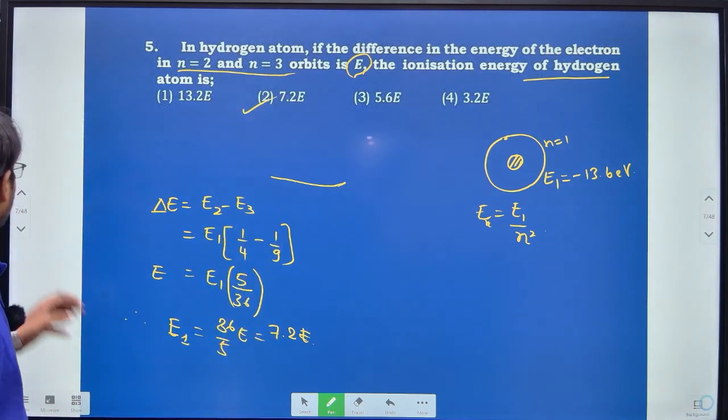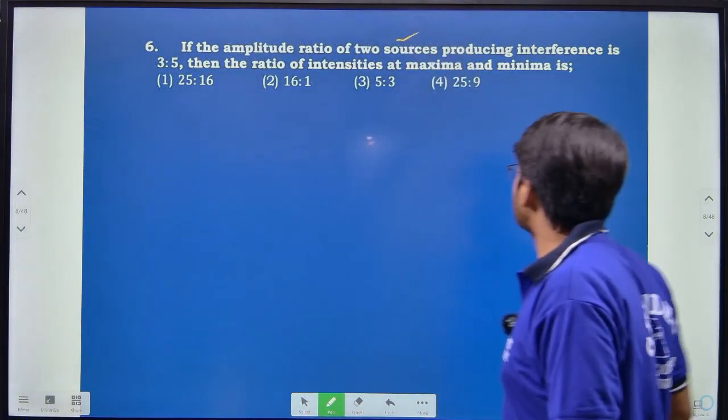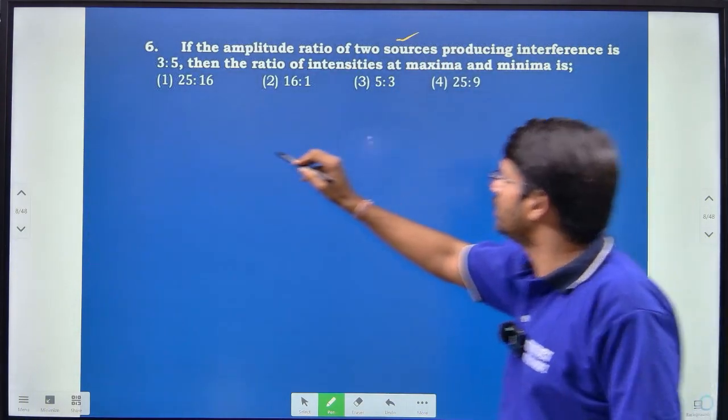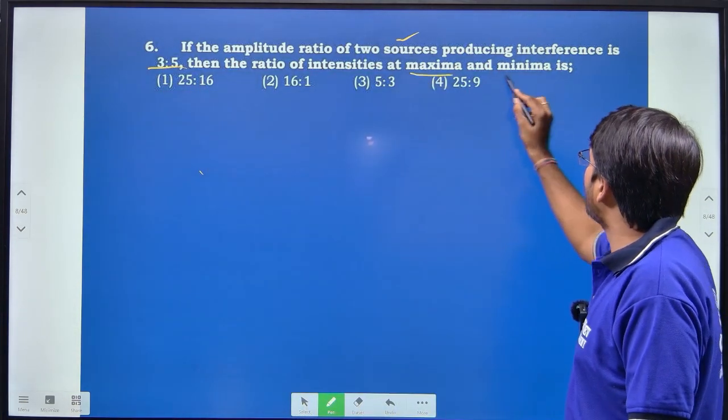Okay, dear students. Next, if the amplitude ratio of the two sources producing the interference pattern is 3:5, then the ratio of intensity at maxima and minima.